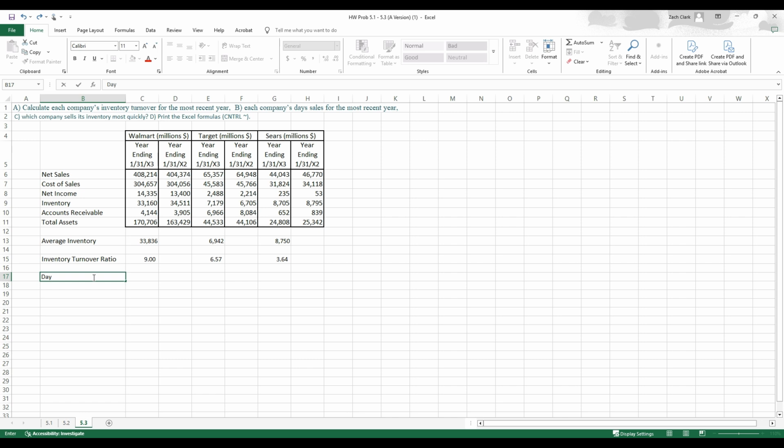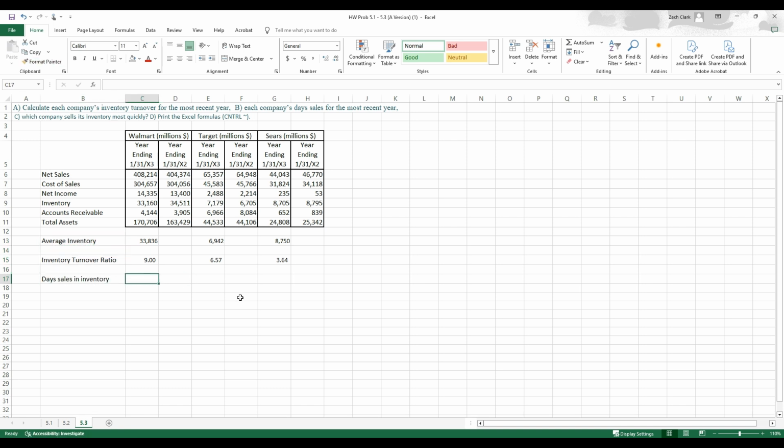So that's very similar. So days sales in inventory, and the way that we do this ratio, and these fonts are a little different. Let's fix that there so they look the same. The way that we do the days sales in inventory is taking 365, so we're going to assume a 365 day year, and then divide that by the inventory turnover.